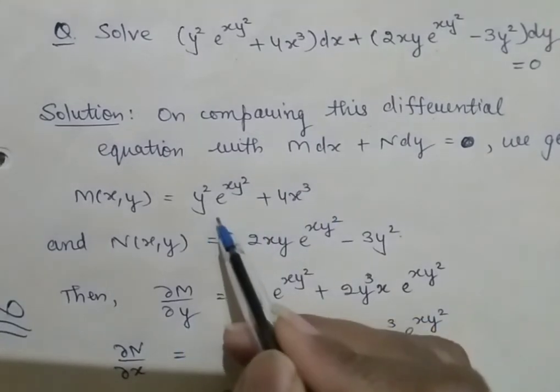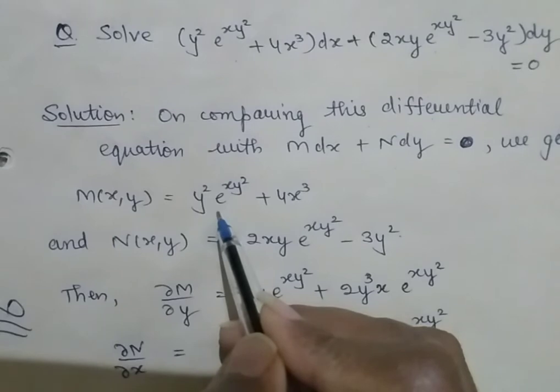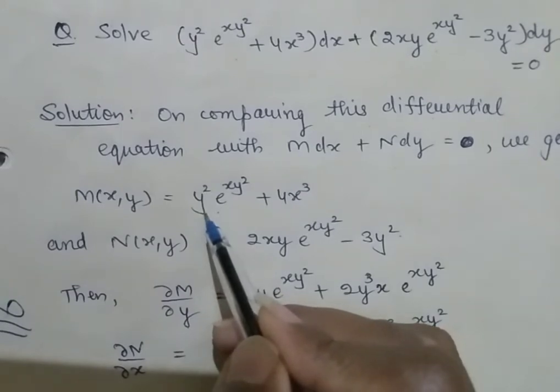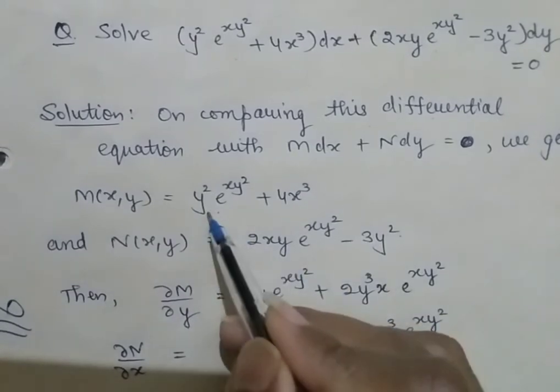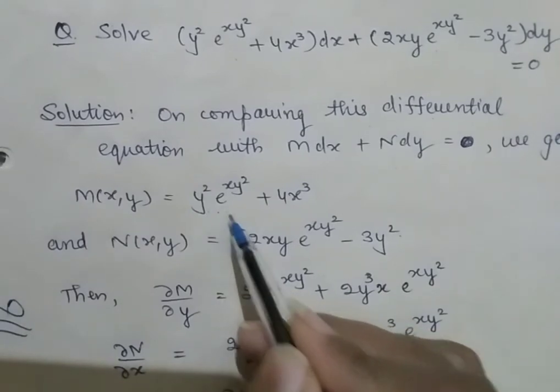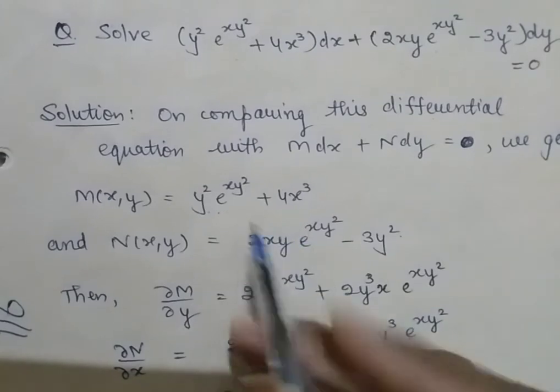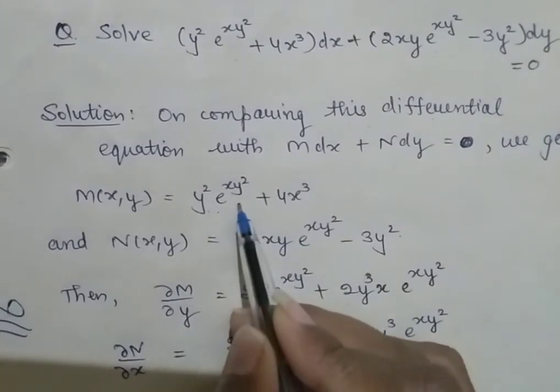So, we have y square e raised to the power xy square. We will apply here the product rule for differentiation. First, we differentiate y square with respect to y, then this is 2y e raised to the power xy square as it is, that is this term, plus now we differentiate e raised to the power xy square with respect to y.